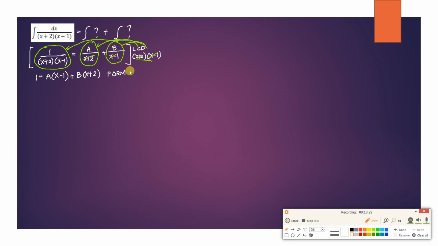Pwedeng ganyan. Pwede rin i-distribute nyo si A sa loob. No? Form number 2. Okay, so anong ibig sabihin ko doon? Kasi class, we have two methods in solving for A and B. So, yun yung pag-uusapan natin. So, paano ngayon natin isosolve si A and B? For form number 2, let's try distributing A and B inside the quantity. So, I have Ax minus A plus Bx plus 2B.